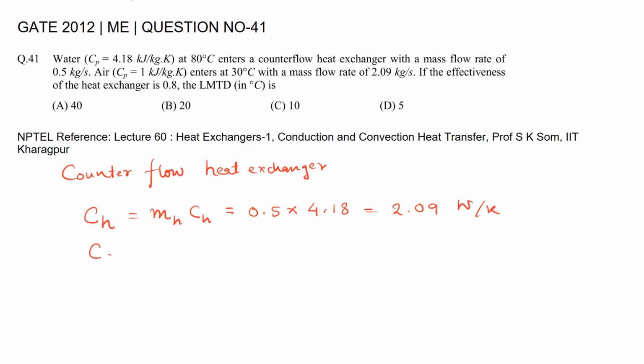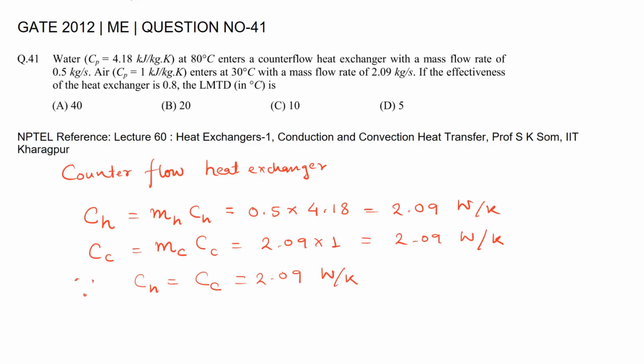Now for the cold fluid, we can calculate the same. MCCC will be equal to 2.09 into 1. The value is given in the problem. That will be equal to 2.09 watt per Kelvin. Now since we know here that CH is equal to CC, that is heat capacity of hot fluid is equal to heat capacity of cold fluid, whose value is 2.09 watt per Kelvin. That means the heat exchanger is balanced. Okay, so let's write here balanced heat exchanger.